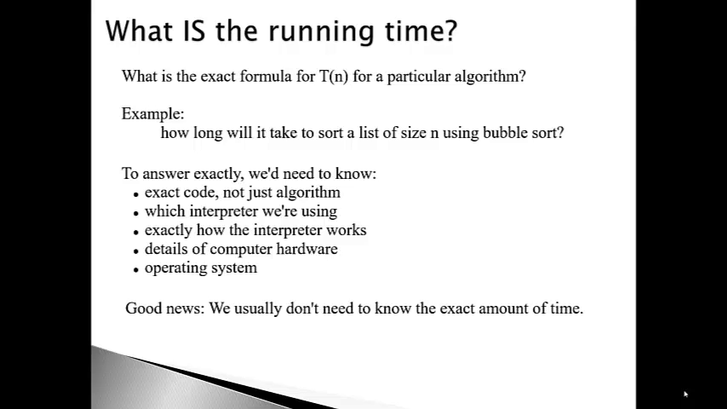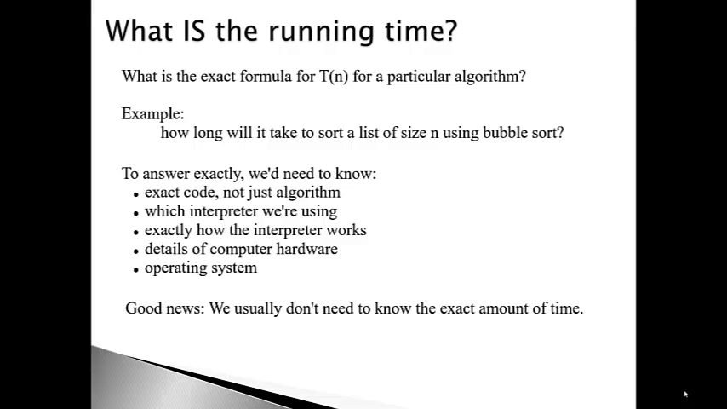So to answer this question exactly, we need to know the exact code that was being used, because different implementations of the same algorithm may actually take a longer time to run. We'd need to know which interpreter we're using, because that influences the amount of time an algorithm will take to run. We need to know exactly how this interpreter works. We need to know the details of the computer hardware, because your brand new Mac computer may run way faster than my very old Dell desktop computer. So we need to know, if we're going to look at the running time of an algorithm, the details of the computer hardware. We also need to know something about the operating system.